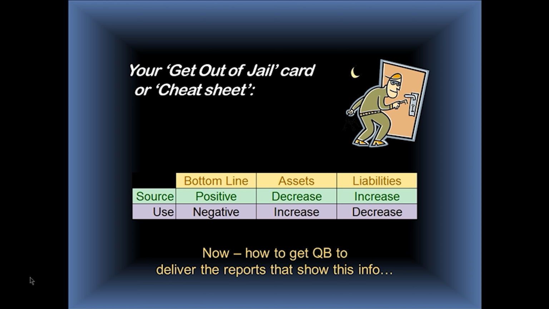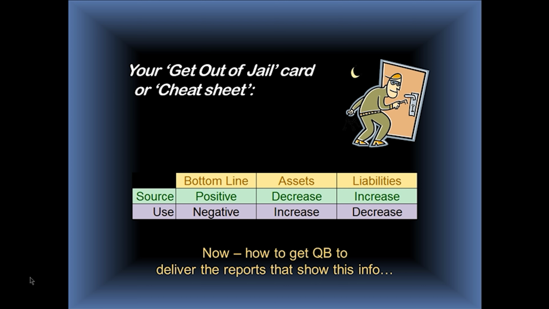So what I've done is put together a little bit of a get out of jail card or a cheat sheet so you don't have to think as heavily about this when you're looking at these different activities that you're doing. Here we have sources and uses on the left-hand side, and across the top we have big categories of activities. If your bottom line is positive, of course that would represent a source of funds for you, and if you had a negative bottom line or a loss, that would actually be a use of funds on your side.